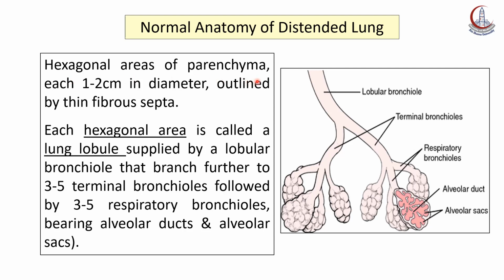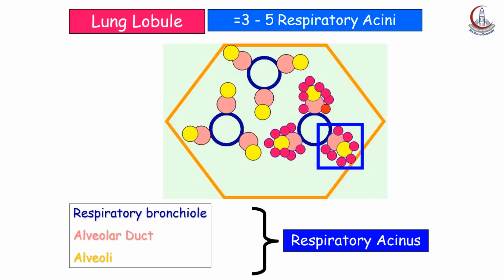The hexagonal areas of lung parenchyma, each about 1 to 2 centimeters in diameter, are outlined by thin fibrous septa. Each hexagonal area is called a lung lobule, supplied by a lobular bronchiole that branches further into 3 to 5 terminal bronchioles, followed by 3 to 5 respiratory bronchioles bearing alveolar ducts and alveolar spaces. Here is a lobular bronchiole branching into terminal bronchioles, then respiratory bronchiole, then alveolar duct and alveolar sacs. This diagram shows the hexagonal area, the lung lobule, containing 3 respiratory bronchioles which branch to alveolar ducts and alveoli.